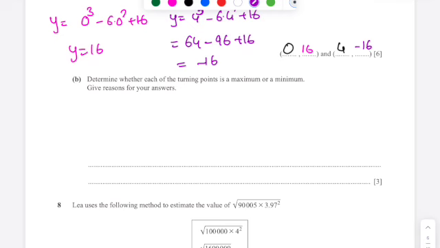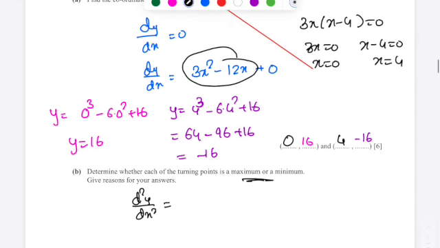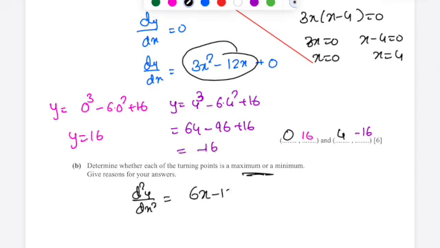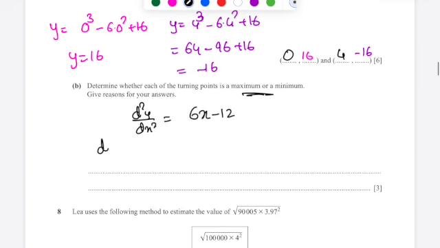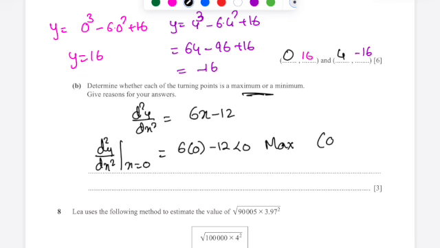Determine whether each of the turning points is maximum or minimum. For maximum or minimum, we need to find the second derivative. Second derivative is 6x minus 12. Now I'm going to find the second derivative at x equals 0. So this becomes 6 times 0 minus 12, which is less than 0. Therefore, it's going to be maximum. So (0, 16) is maximum.